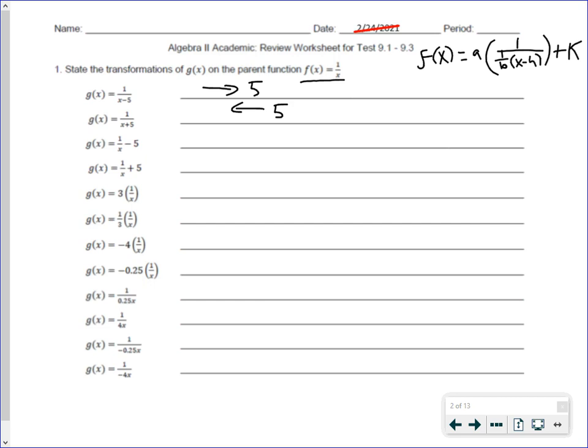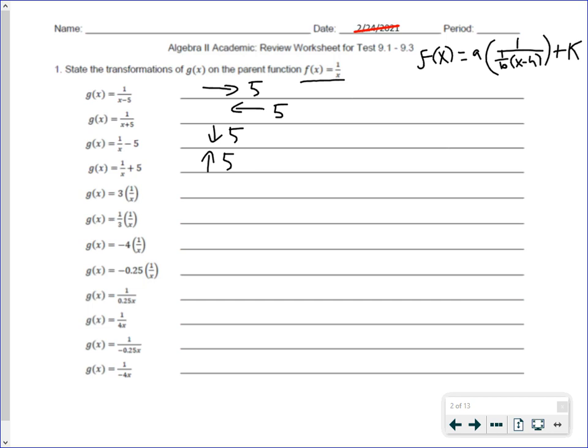In the next g of x, we have a k value of negative 5. If our k is negative 5, we're translating down or sliding down by 5. Our k terms tell us if we're sliding up or down and how much we're sliding by. The fourth g of x, we have 1 over x plus 5. Our k is positive 5, so we're sliding up by 5.